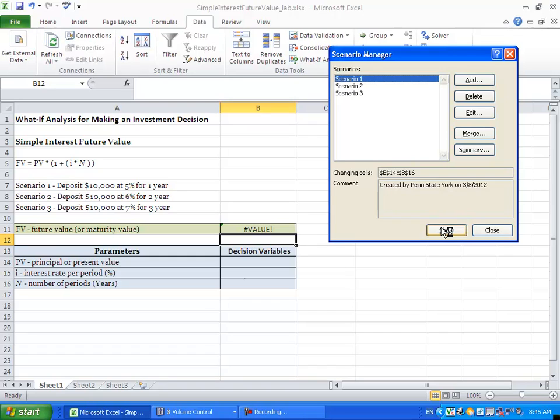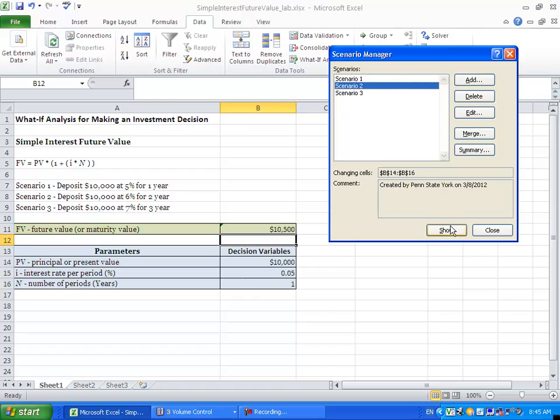When I click show, look what happens. Look how Excel populates the fields over here, the cells in value and these decision variable cells. So let's go ahead and click show, and there it is. So for scenario one, I invest $10,000, 5%, 1 year, my future value is going to be $10,500.